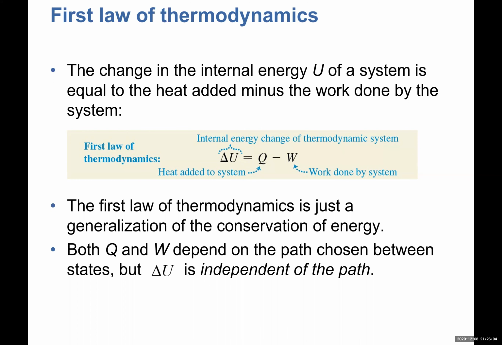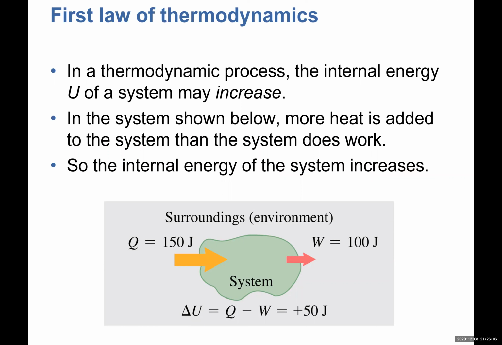All right, so here's an example. In a thermodynamic process, the internal energy of a system may increase. For example, 150 joules is added to the system in the form of heat. Then the system does 100 joules of work. That means the system gained 150 joules but lost 100 joules. So when we calculate the change in internal energy, it's 150 minus 100, so we get plus 50 joules. That's the net amount of energy for the internal energy.